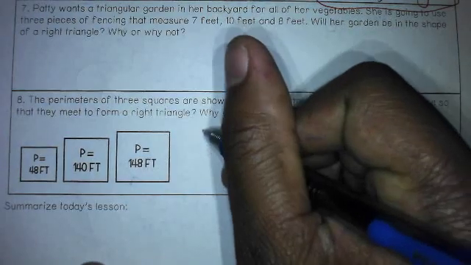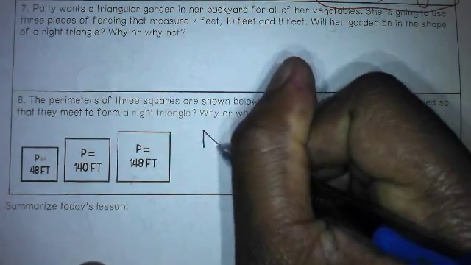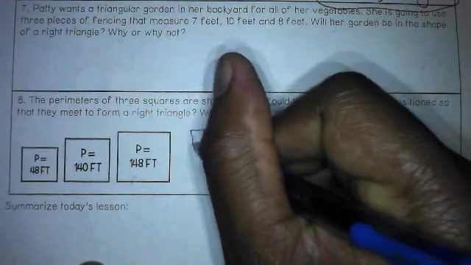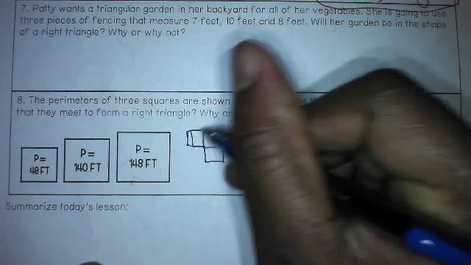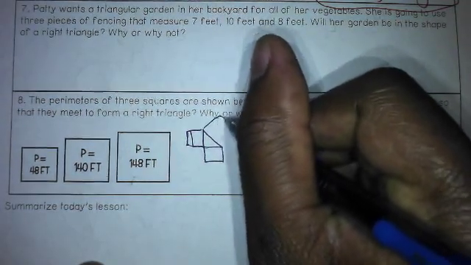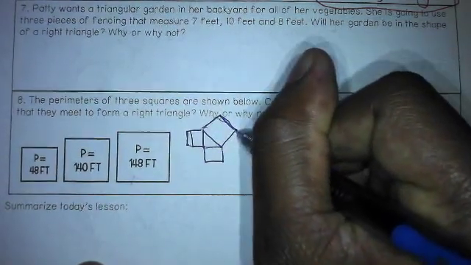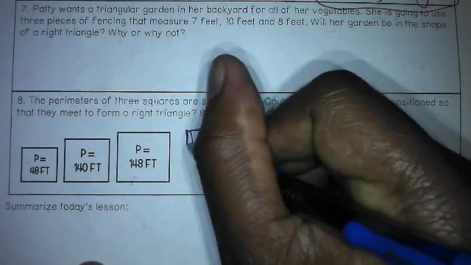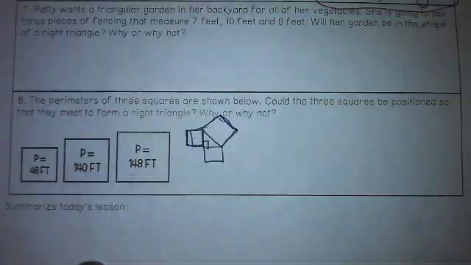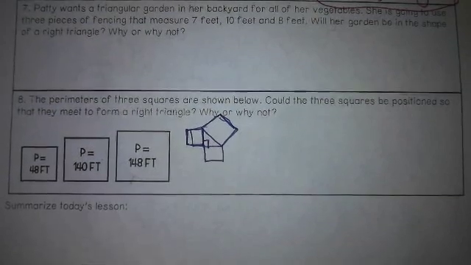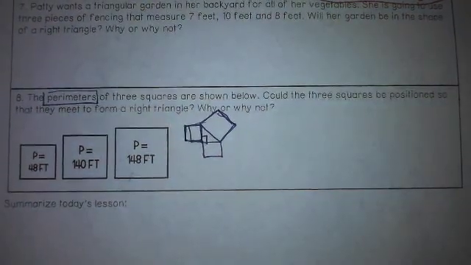Now, this is a lot like the problem yesterday, and I'm going to draw pictures to help you understand where they had the triangle here, this square here, this square here, and then this square here. Excuse my drawing. Okay? They want to know if you can position these 3 like that. Now, it says that the perimeters of the 3 squares are shown below.